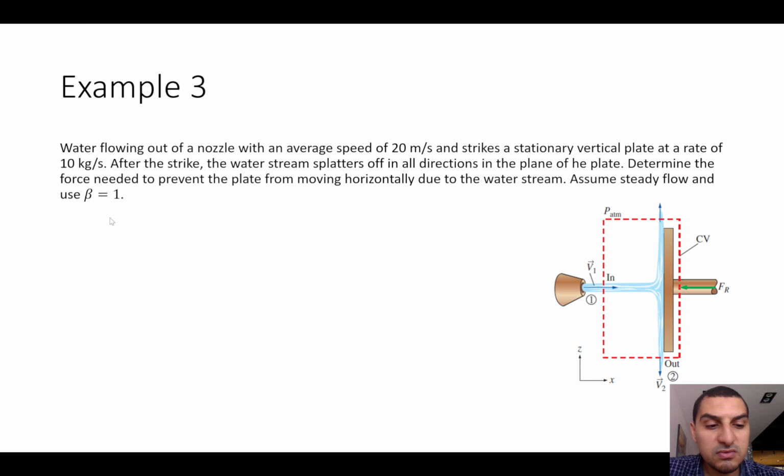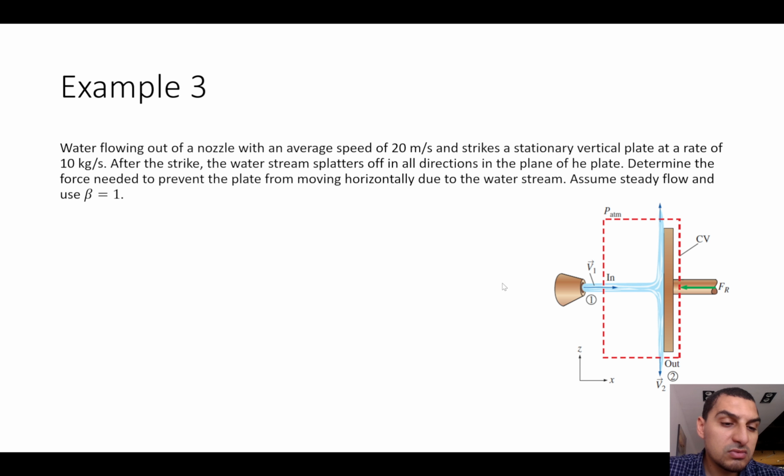So again, the first thing we need to do is to define the control volume, and in this case the control volume is this red dot-dashed line. The reason we chose it is because we need a control volume that has the reaction force. So this will include the reaction force, and also we know the inlet velocity. So this makes the calculations easier. We need to determine the force that prevents the plate from moving horizontally. So we are interested in the horizontal reaction force, which is this.